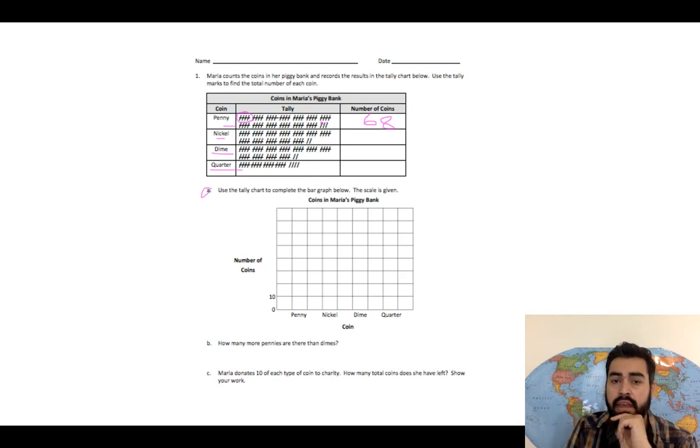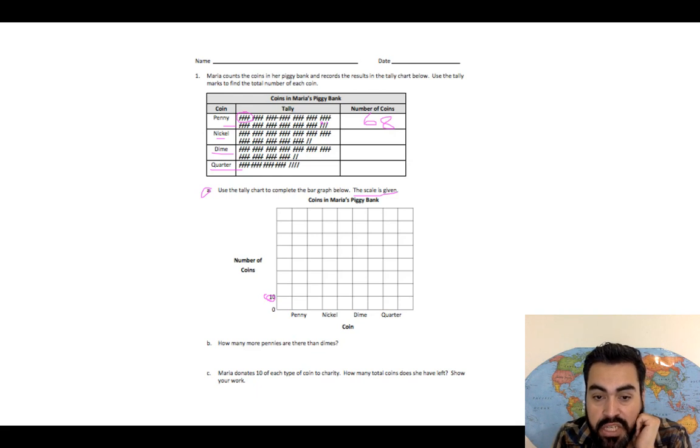So letter A, use the tally chart to complete the bar graph below. The scale is given. Ooh, so they gave you the scale for this one. So you know you're going to be counting by tens: 0, 10, 20, 30, 40, 50, 60, 70, whatever. And then you're going to plot this data. After you plot it, you're going to answer the questions pertaining to this. How many more pennies are there than dimes? Maria donates 10 of each type of coin to charity. How many total coins does she have left? Show your work.